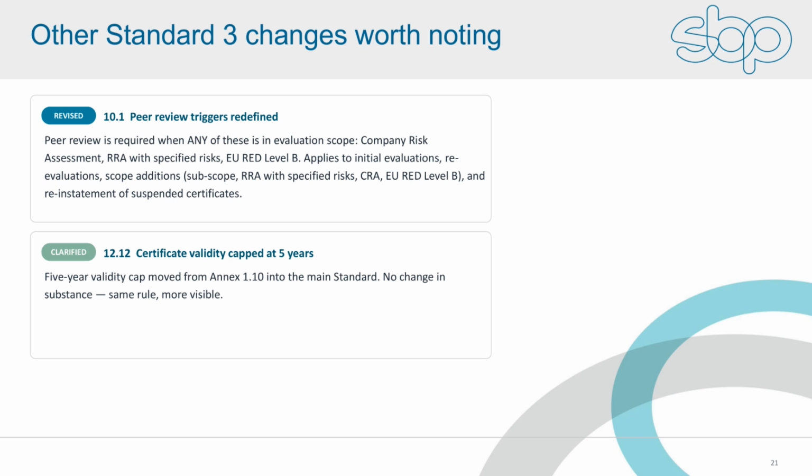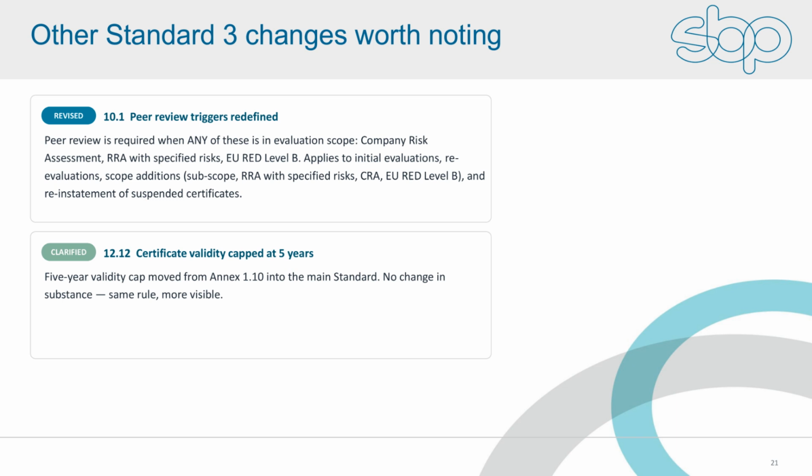Two more Standard 3 changes worth noting. 10.1 redefines peer review triggers. Peer review is now required when any of these is in evaluation scope: a company risk assessment, an RRA with specified risks, or EU RED Level B. This applies to initial evaluations, re-evaluations, scope additions including subscope, RRA with specified risks, CRA, EU RED Level B, and reinstatement of suspended certificates. And 12.12 is a clarification.